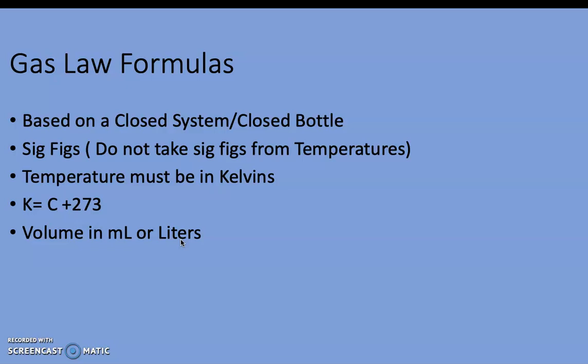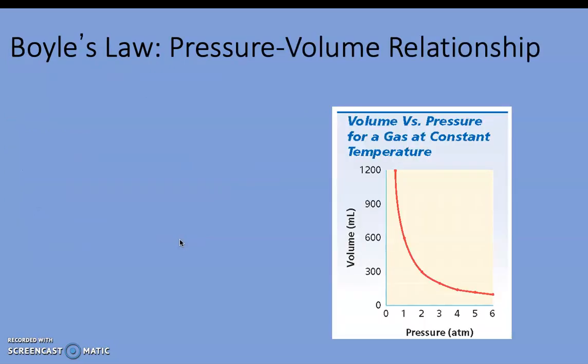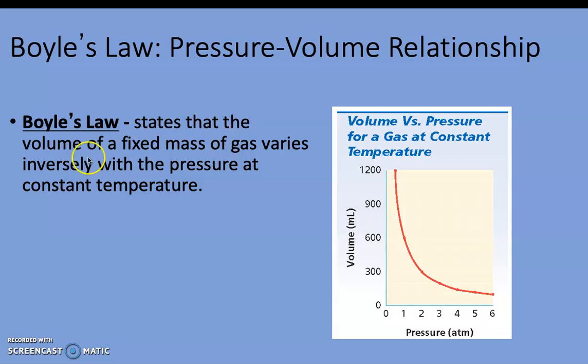These problems are very straightforward. You're just solving for one variable. Okay, let's look at Boyle's law. Boyle's law deals with the pressure and volume relationship. Boyle's law states that the volume of a fixed mass of a gas varies inversely with the pressure at constant temperature. Inversely means opposite, so as one goes up, one goes down. So here's the formula: initial pressure times initial volume equals final pressure times final volume.